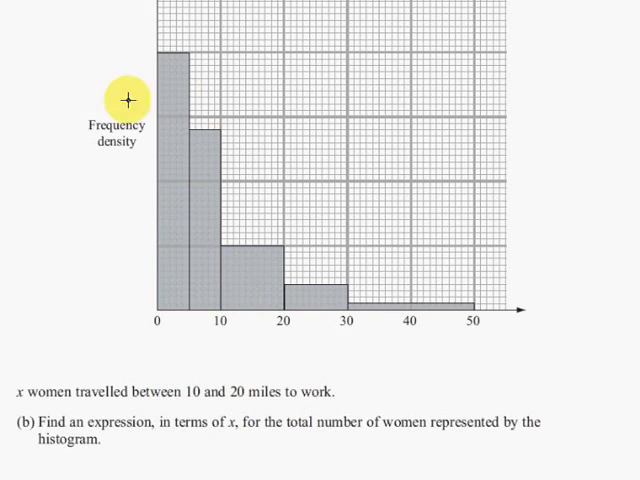So, remember, each area represents the frequency. Okay, so in this case, 10 to 20 miles is here to here. So we're looking at this box here, and this represents X number of people, X number of women. Okay, find an expression in terms of X for the total number of women represented by the histogram.